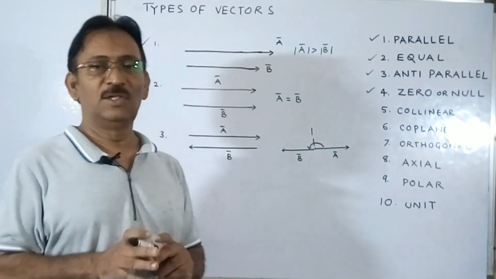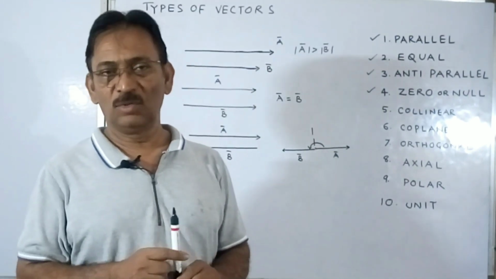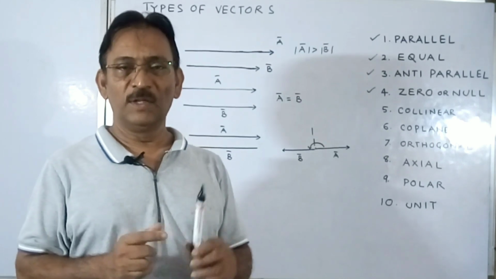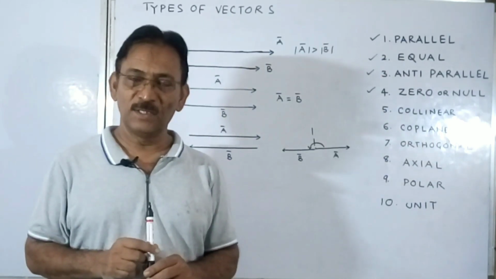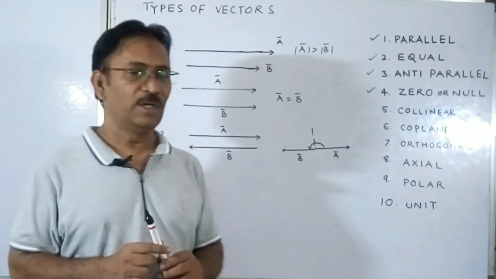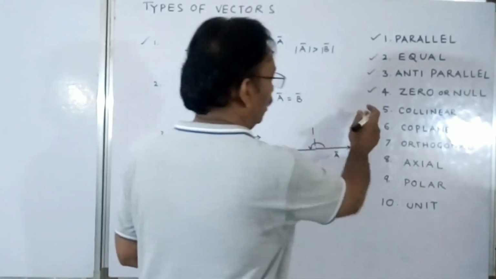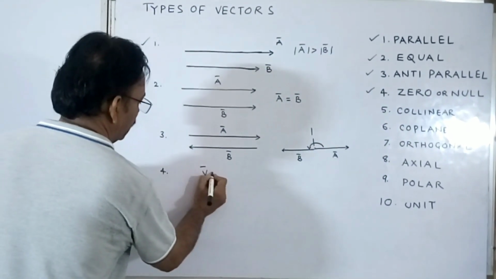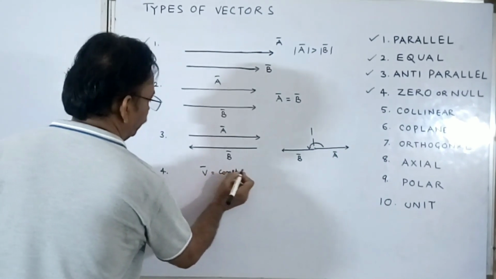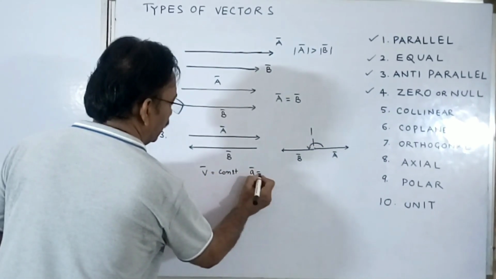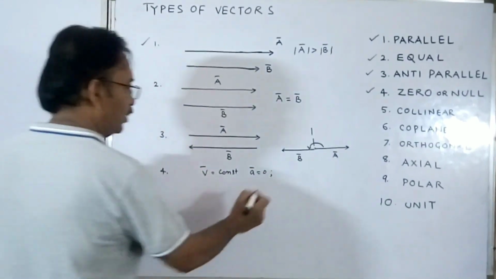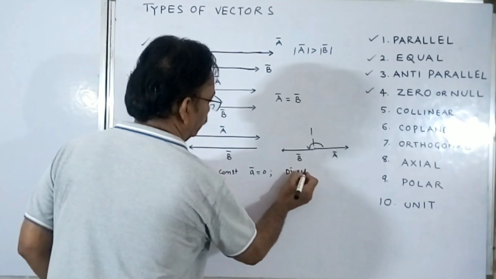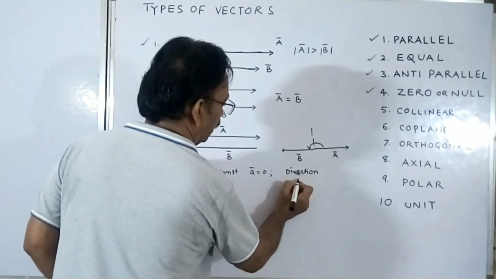That means whatever it may be, the direction is arbitrary. We will learn about zero vectors when we study uniform motion, I mean, when the velocity is constant and the acceleration is equal to 0. That is known as the zero vector. Then what? The velocity is constant, acceleration is 0, and the direction is arbitrary.